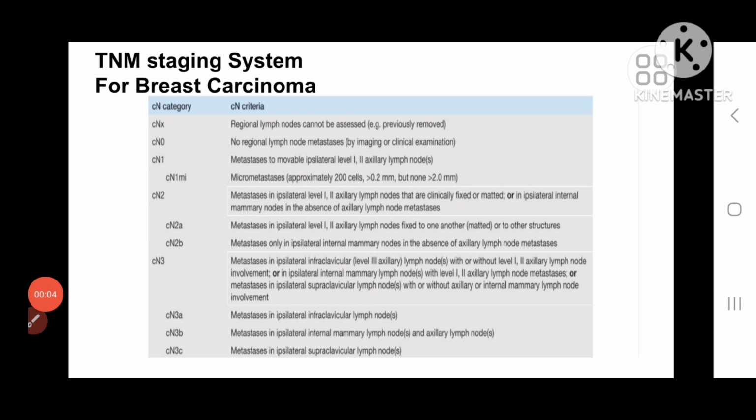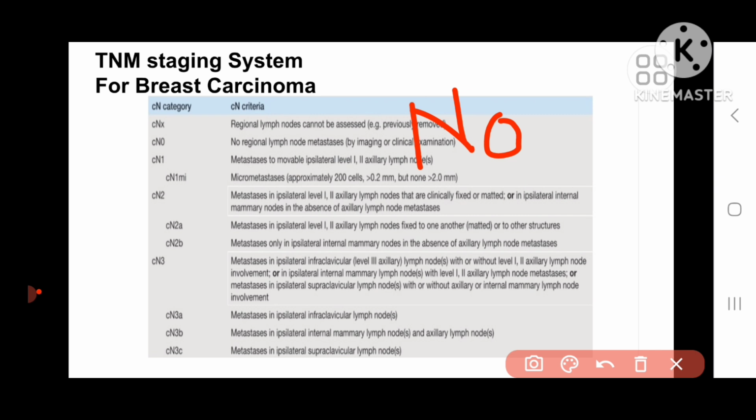In the TNM staging system for breast carcinoma, N is the lymph node metastasis. N0 means no evidence of lymph node metastasis. NX means lymph node metastasis cannot be assessed. And then N1, N2 and N3.